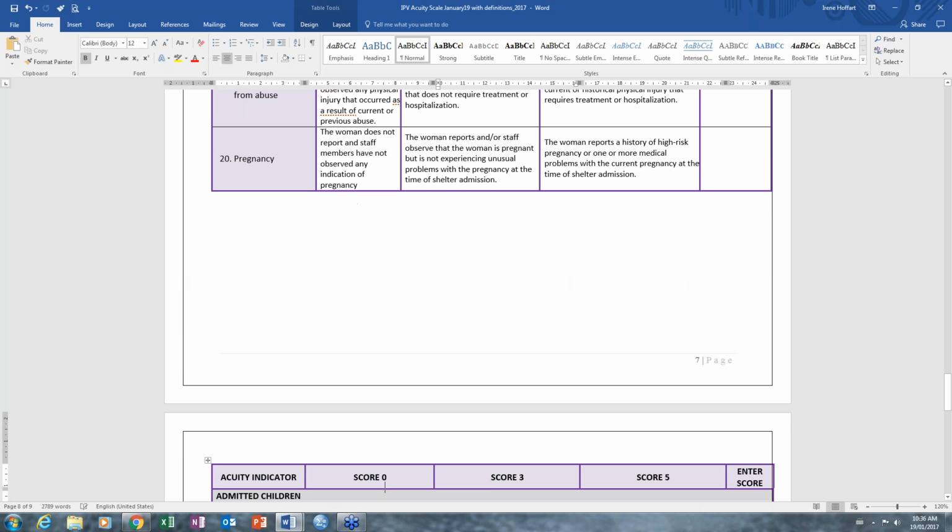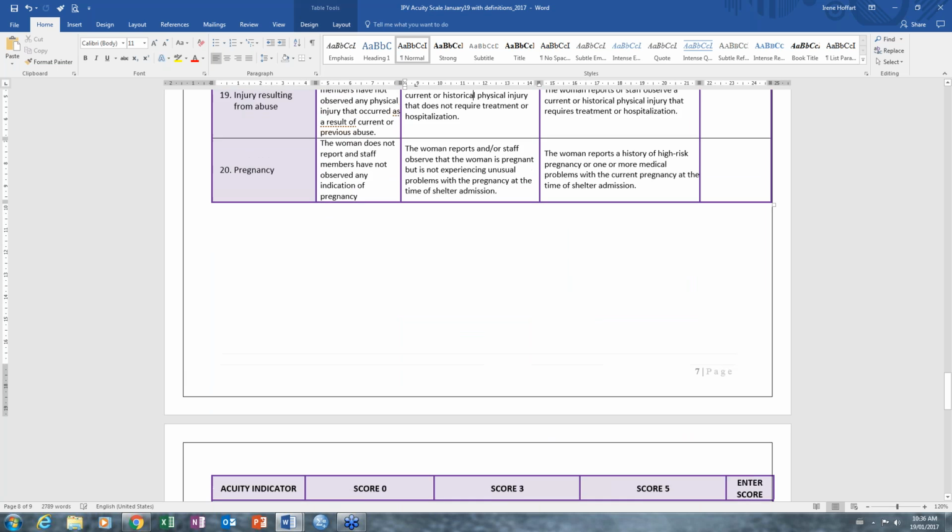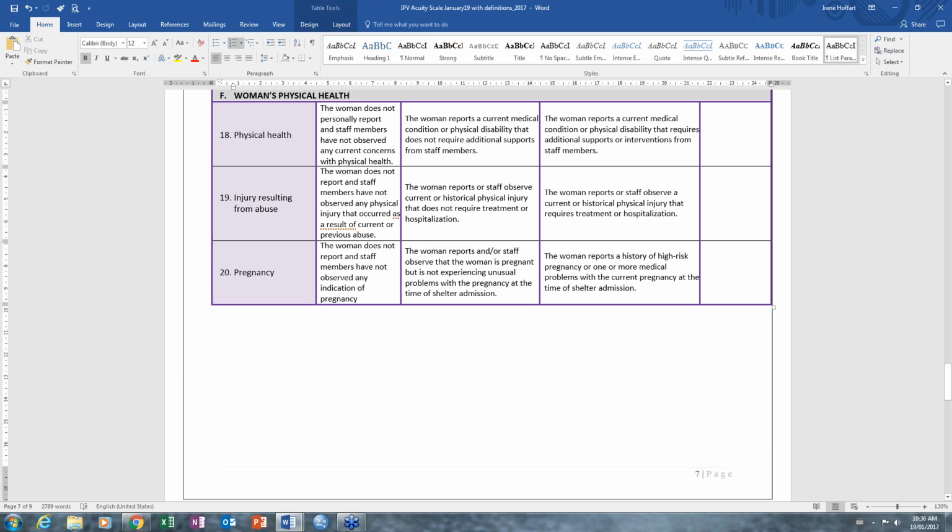Okay, so the next item is physical health. Number 18 speaks to any kind of physical health conditions that the woman may have. And again, there could be physical health conditions, obviously, that you might not be aware of, and that's fine. Obviously, we want to find out as much as we can, but sometimes we might not know until even a year later into the shelter. So this is all based on what you can reasonably observe or what you know.